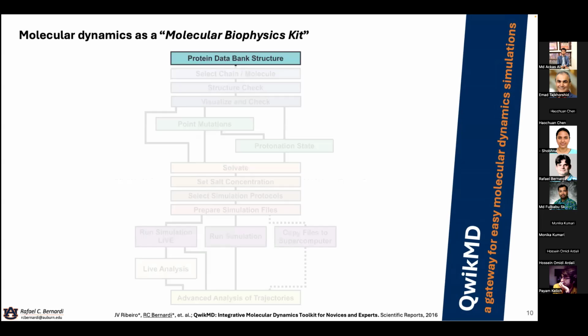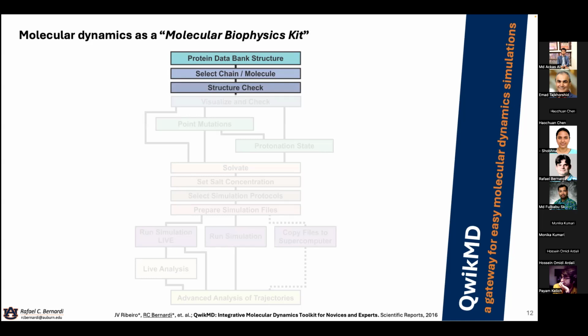So this kit is going to have, first, you're going to go to the Protein Data Bank and get the structure. You can have your own structure, by the way. You don't need to go to the PDB. You can have something that you solved, or you get from AlphaFold. You can then select a chain or molecule that you want to simulate, because a lot of the time there is more stuff than just the one you want to simulate.